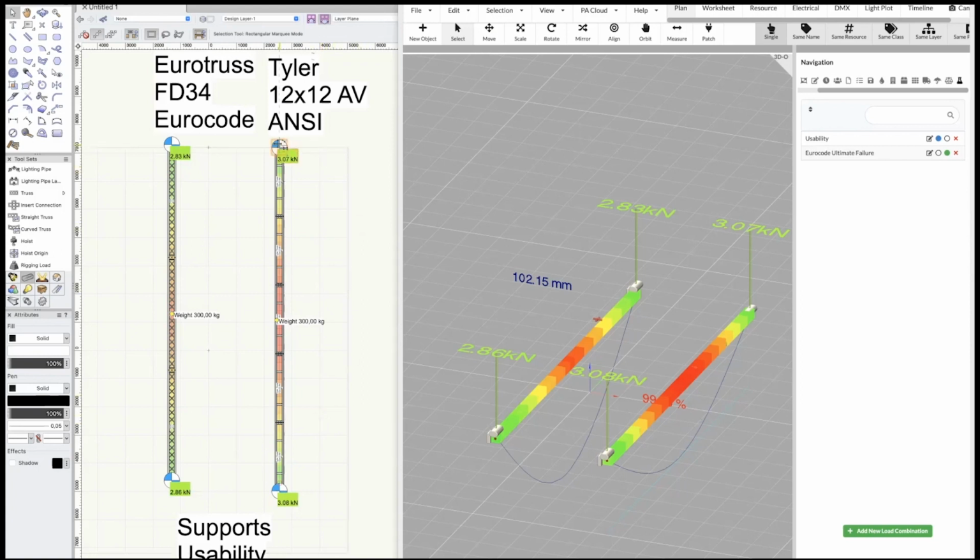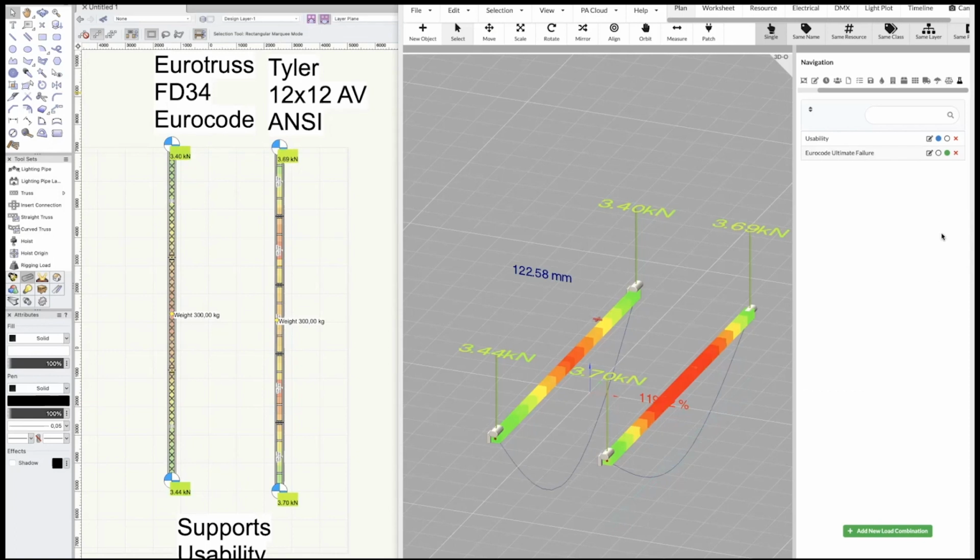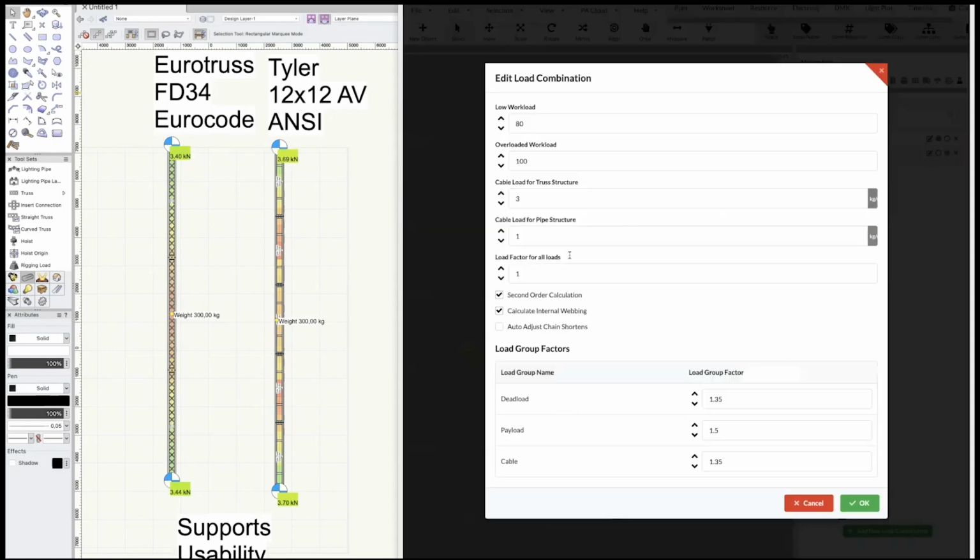For this, we're calculating the hoist using the usability load combination. By default, all the safety factors are here set to 1.0. When you also want to show the dynamic effects, you can change the load factor for all loads to the desired value. In the past years, the factor 1.2 has become commonly used.